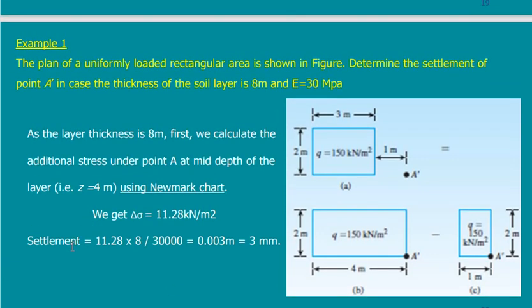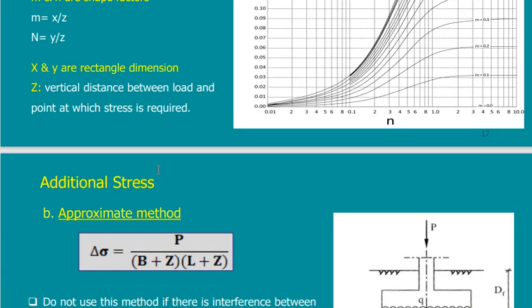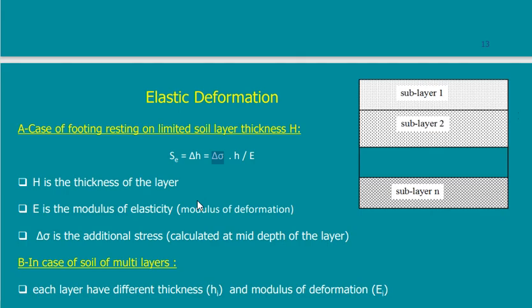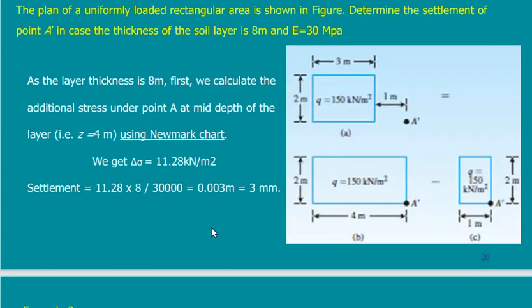The settlement: I will use the Newmark chart, because with the Newmark chart I can calculate the additional stress at this point, and then I can take this additional stress and multiply it by the equation for the settlement to get whatever I need. We said that all of these three methods are just a way to calculate this. If I can calculate this and I know H and I know E, then I will get the settlement. That's all. So I will use the Newmark chart to calculate this.